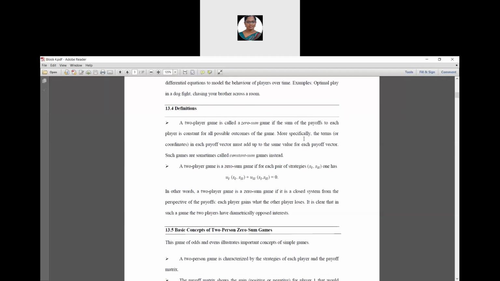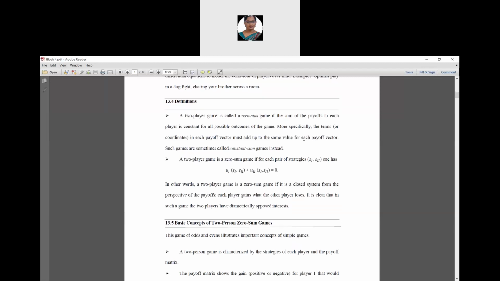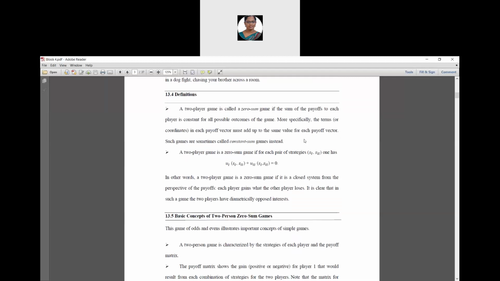Next, some basic definitions which are used in this unit. A two-player game is called a zero-sum game if the sum of the payoffs to each player is constant for all possible outcomes of the game. More specifically, the terms in each payoff vector must add up to the same value for each payoff vector. Such games are called constant sum games.